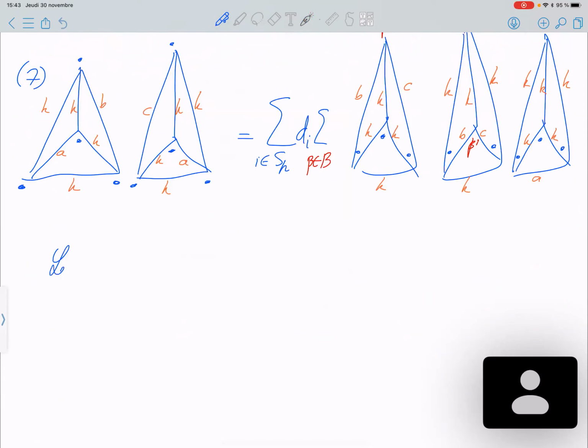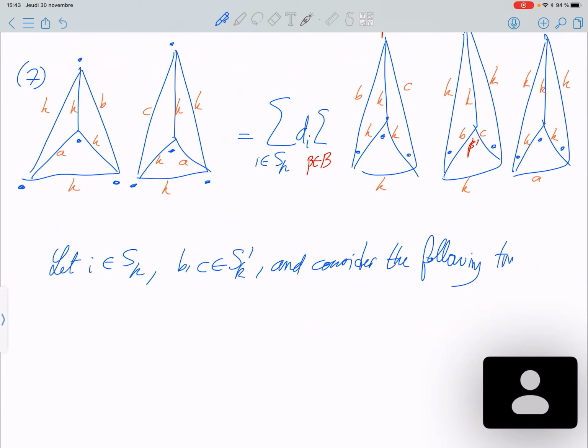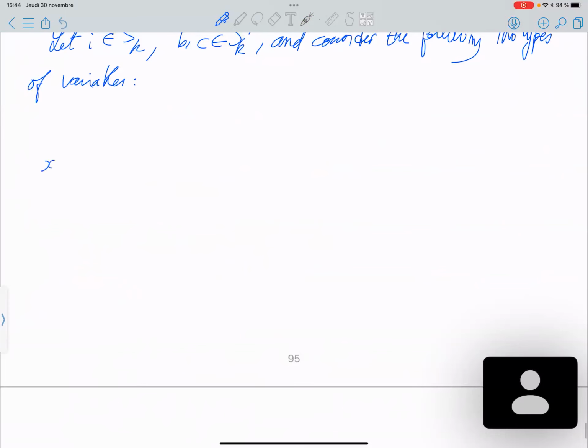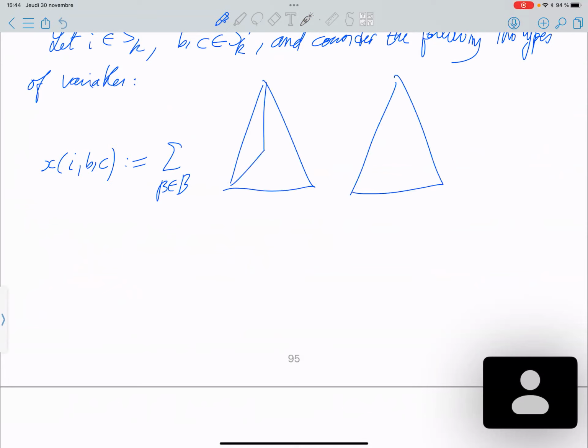Okay, so let I in SK be C in SK prime and consider the following two types of variable. So the first type, X, I, B, C, will be the sum for B times B, something like that. So we group together the sum of products of F symbols.